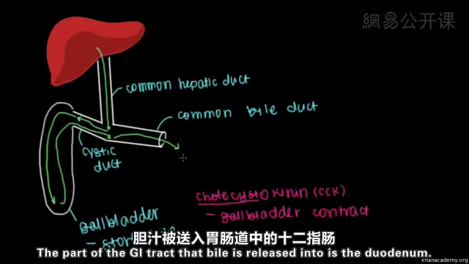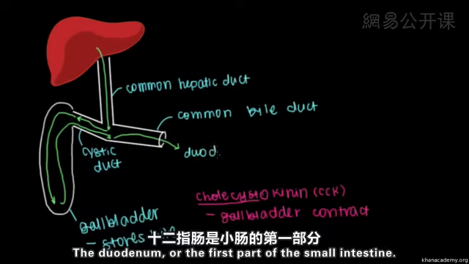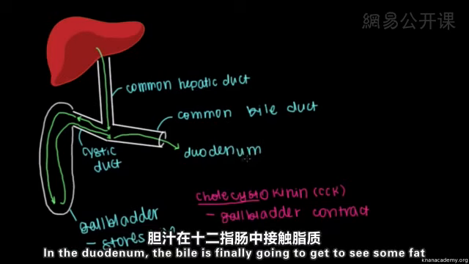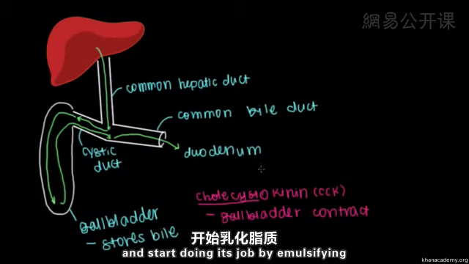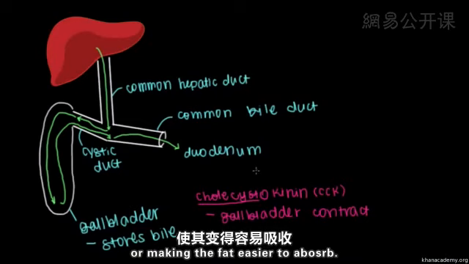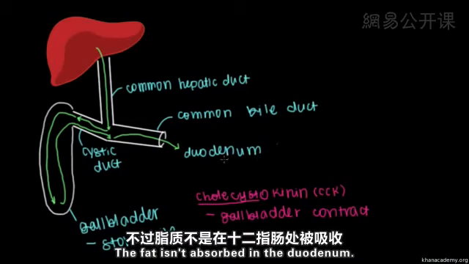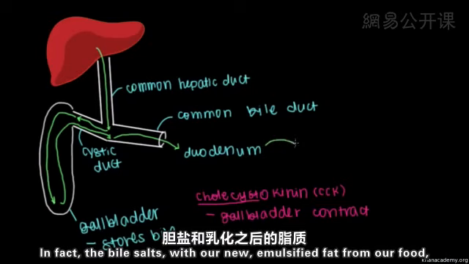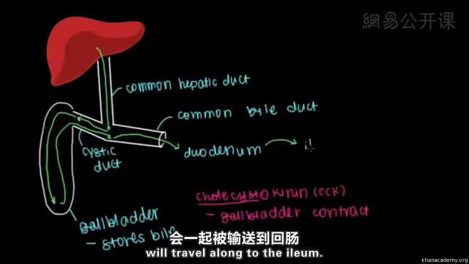And the part of the GI tract that bile is released into is the duodenum. The duodenum, or the first part of the small intestine. In the duodenum, the bile is finally going to get to see some fat and start doing its job by emulsifying or making the fat easier to absorb. Now, the fat isn't absorbed in the duodenum. In fact, the bile salts with our new emulsified fat from our food will travel along to the ileum.